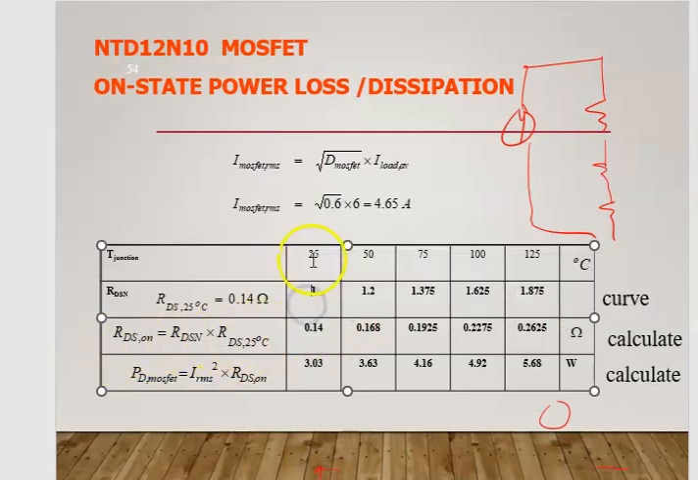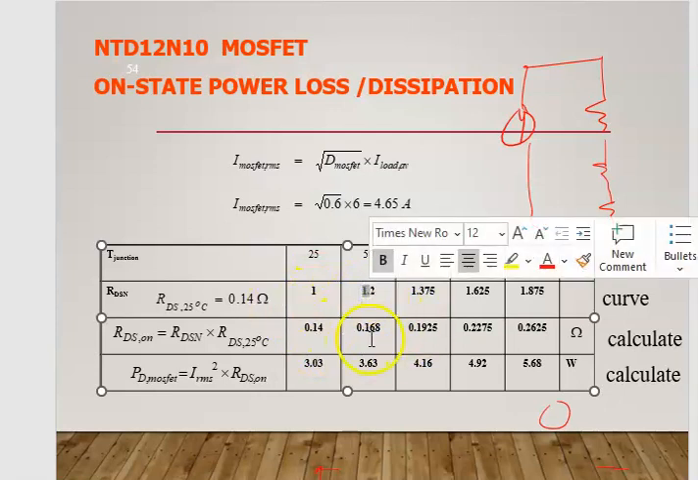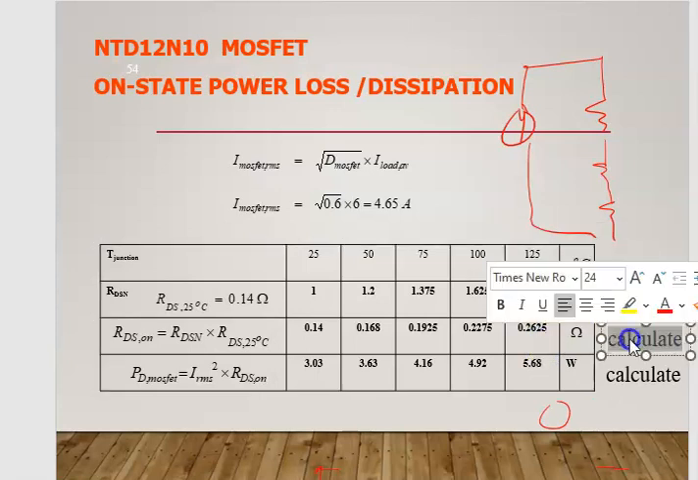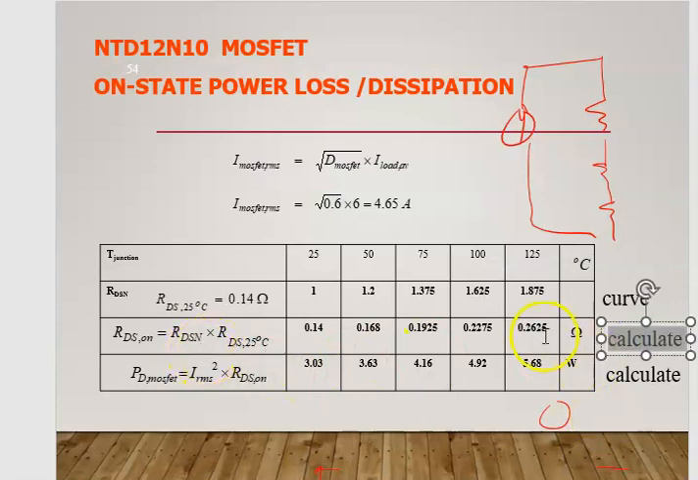This value 1 times 0.14 is 0.14. 1.2 times 0.14 you will get 0.168. This one, multiplication of 1.875 times 0.14, you will get 0.2625. It means you get this from your curve, calculate with this RDS on normalized factor, you will get this value. Okay, so this is how you determine RDS on: multiply the initial value times the normalized factor.